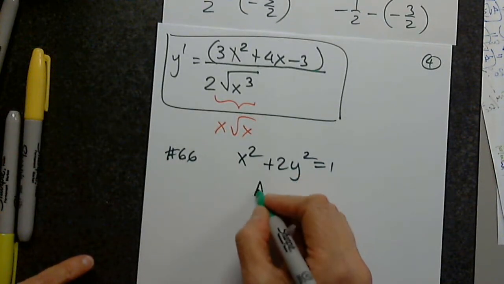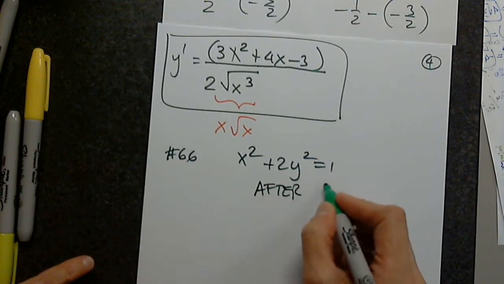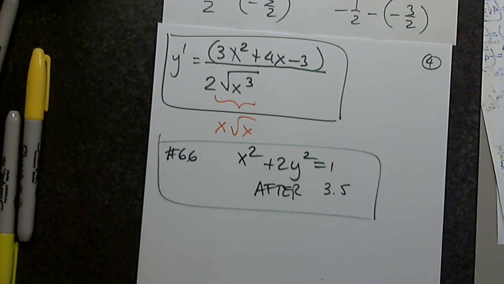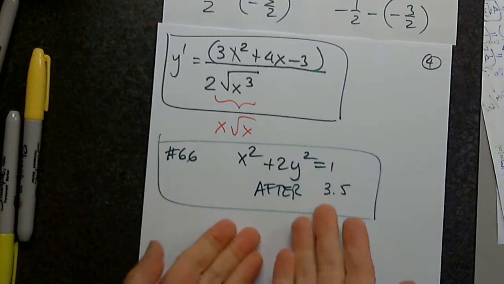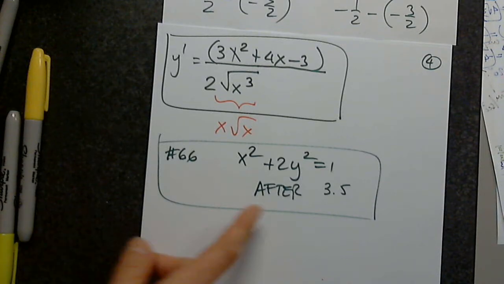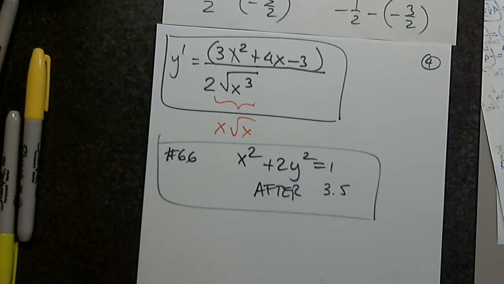My apologies. After section 3.5, we don't have enough information right now. So we're going to finish 3.4 and 3.5 today, and I'm going to come back to this. Yes, 55. Let's take a look. 182. But we'll come back to this. Anyway, today, 182.